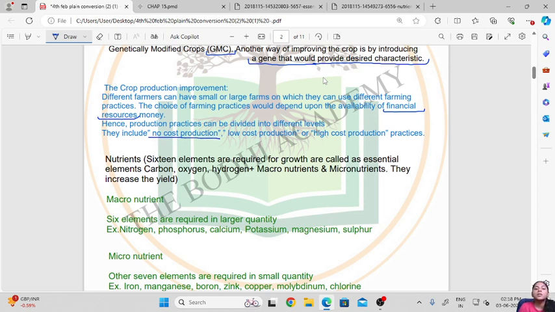This is done mostly by the farmers with smaller lands or smaller farms. They will use no cost production, meaning they'll use the things which are available around them to get the crop yield. Then low cost production, and then high cost production. In these, most of the resources, different machineries and all will be used.